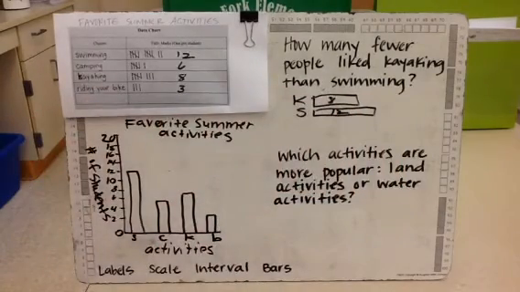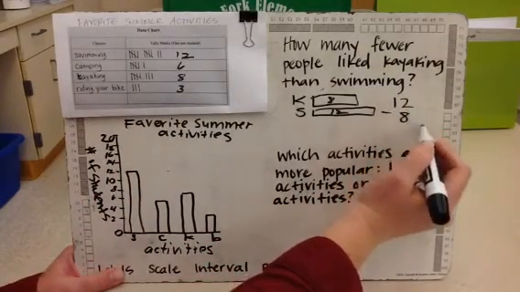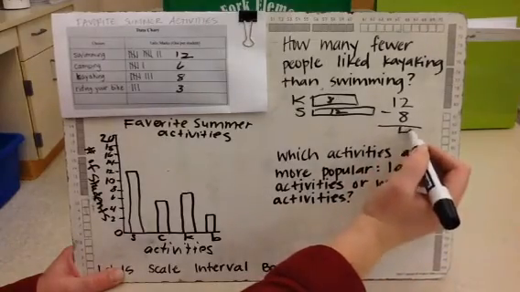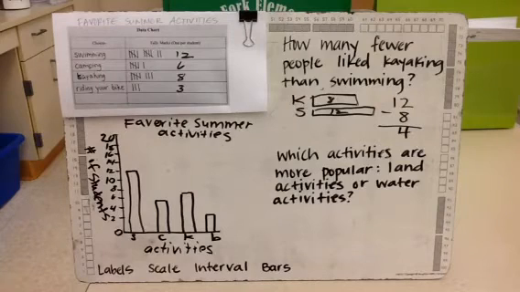And when I'm comparing, I'm trying to find the difference. So I'm going to use the operation subtraction. So 12 minus 8. All right, so I know that that is a difference of 4. So 4 fewer people like kayaking than swimming, or 4 more people like swimming.